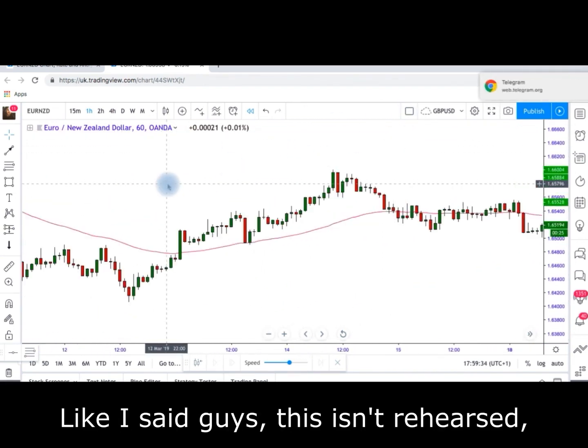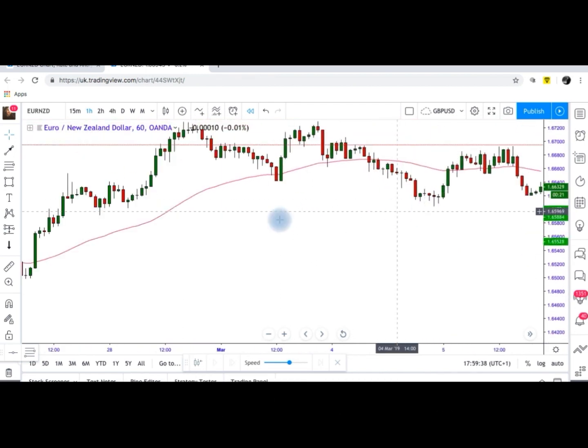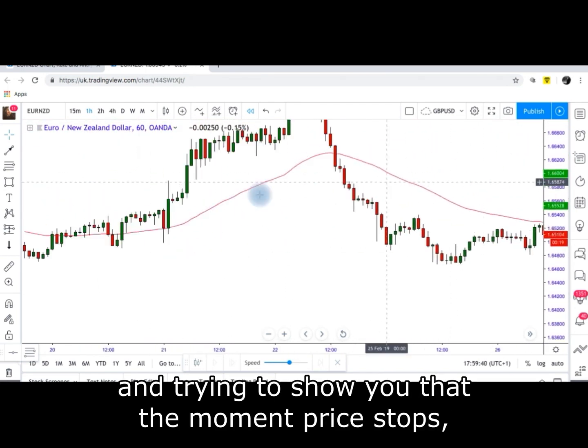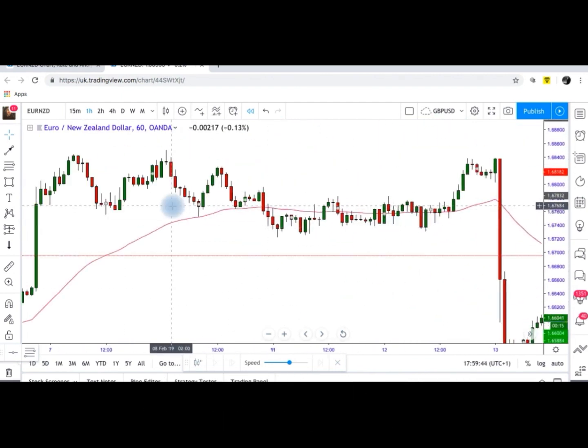Like I said, guys, this isn't rehearsed. I'm literally just running straight through the chart and trying to show you that the moment price stops, the first thing you should do is apply a fib.